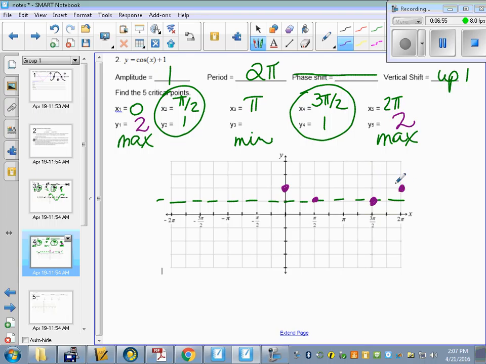And our minimum is going to be amplitude's distance of 1 below the midline. So midline's at 1. 1 below 1 is 0. Smooth curve. And arrows.